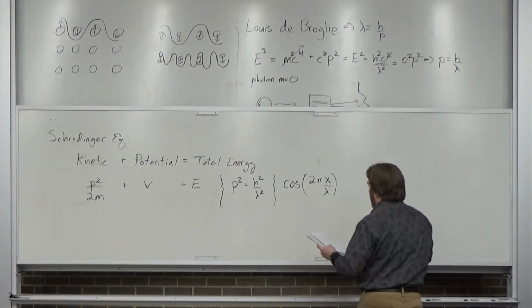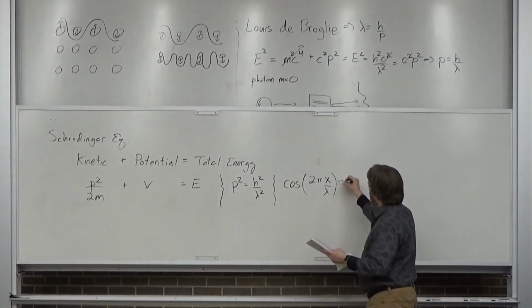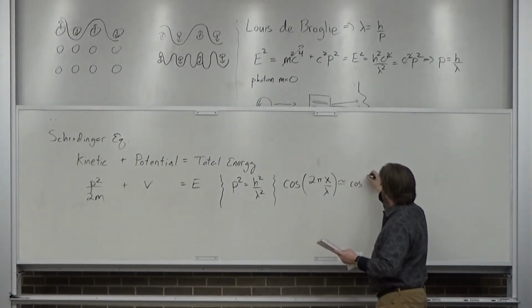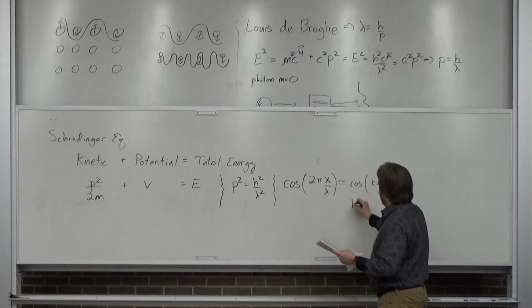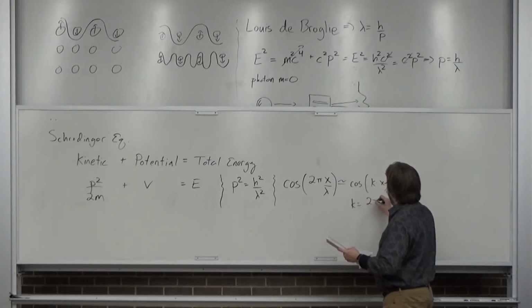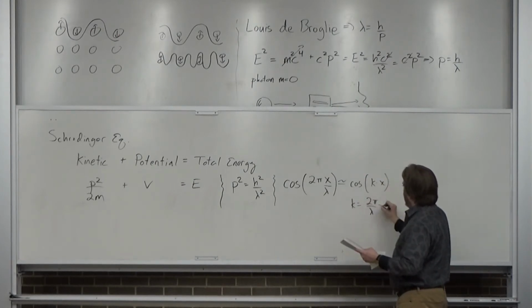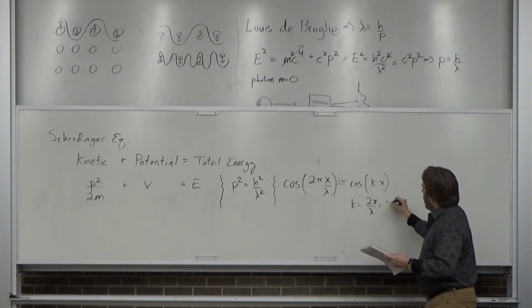Now, let me simplify this. Let me call this just, because why not? Let me call that kx, where k is, of course, 2 pi over lambda. And it's called a wave vector.